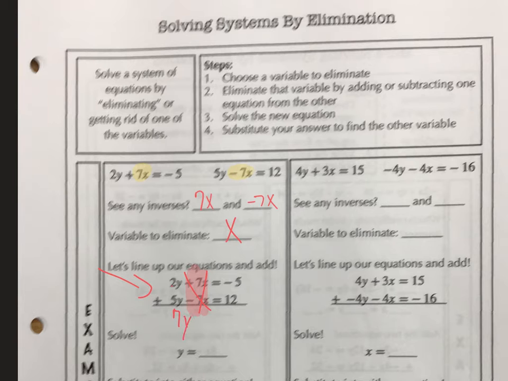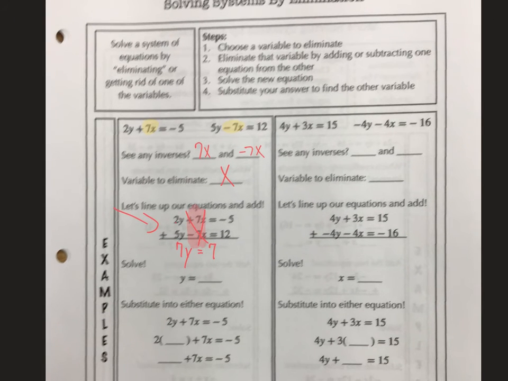7y. They're positives, right? What is a negative 5 plus a positive 12? Positive 7. Now I am going to divide both sides by 7. So y equals what? 1. There's my answer for y.